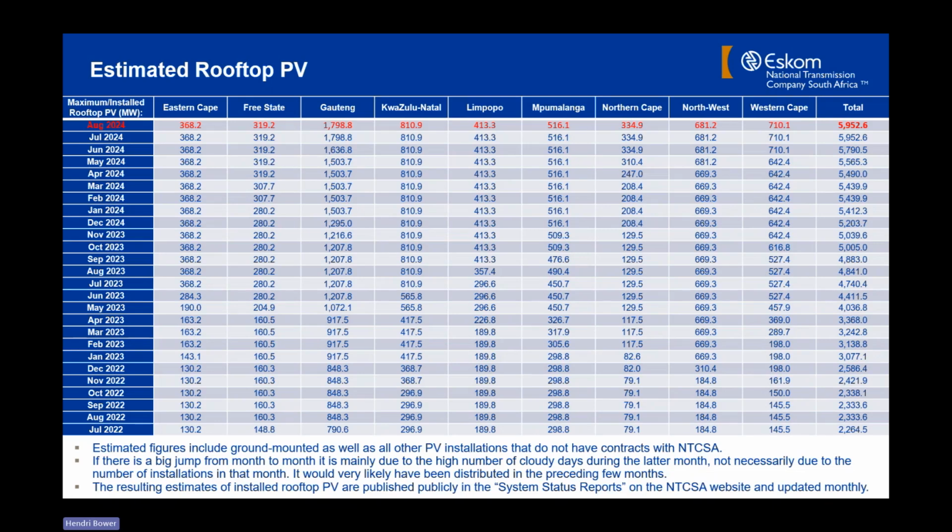And I'm just going to mention this while you have a browse at the figures, but they do include also the ground-mounted as well as all other PV installations that do not have contracts with NTCSA. In other words, it includes all the PV generators that are not contracted via the Renewable IPP program. It's just something to mention. So although I keep on using the phrase rooftop PV, I just want to highlight that I do include those installations behind the meter as well.